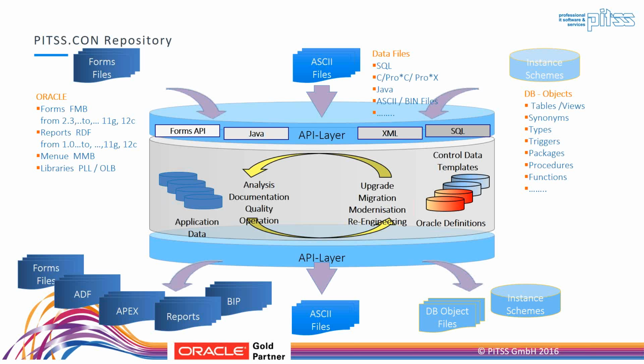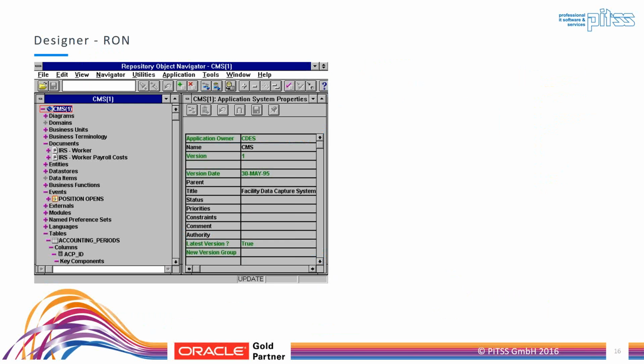And as we can see, we push out Forms files, ADF, Apex, reports. BI Publisher, again, with the demise of Reports, BI Publisher seems to be the route a lot of customers are going to, and we have some conversion between Reports and BI Publisher. Just pure ASCII files, database objects, and their schema. So very, very similar to what was offered with Designer, but bang up to date, supported, and a lot of people using the tool.